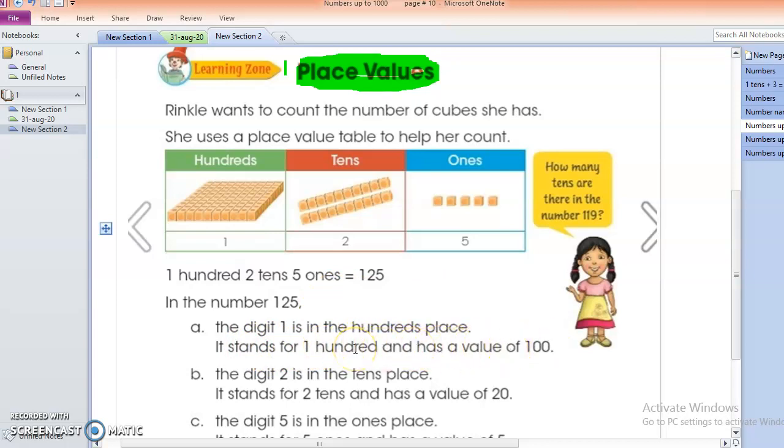It has a value of 100, because you can see here this is 1, but there are 100 cubes. This is 100. This 1 means it has a value of 100.